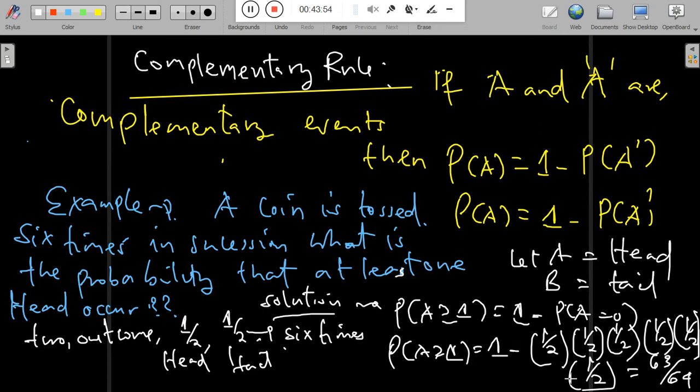So when you plug into the formula, this will give you 63 over 64. So that will be the probability that at least one head will occur, as we observe. So we consider the probability of at least one head occurring is equal to 63 over 64. So that is the answer.